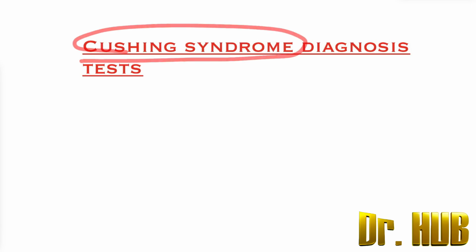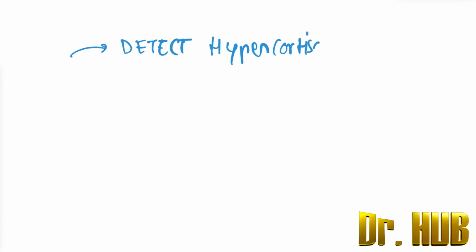Cushing syndrome, we are looking at the diagnosis and some tests. There are two steps in diagnosing them. First is a test to detect the hypercortisolism.